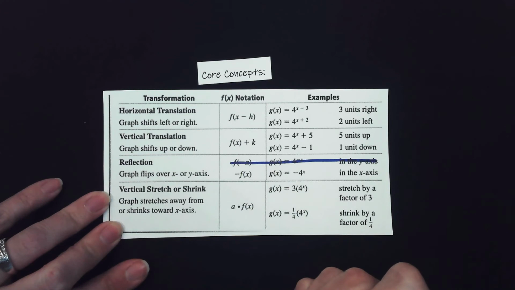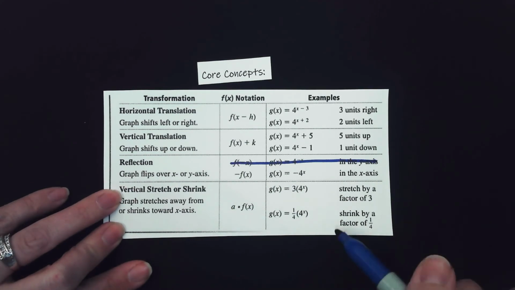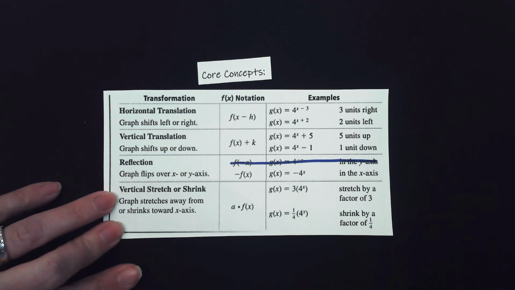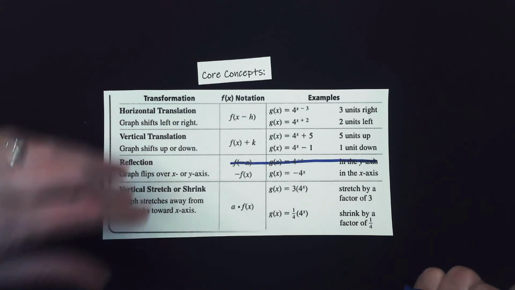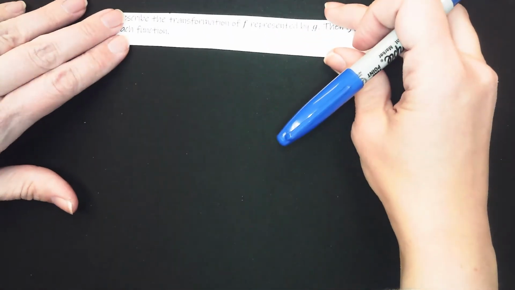Now, a vertical stretch or shrink, if it's got a multiplier out front. If it's greater than 1, it's a stretch. If it's between 0 and 1, it is a shrink. Just like all the rules we've had so far for all of our transformations. So, we are going to describe our transformations and then graph them.